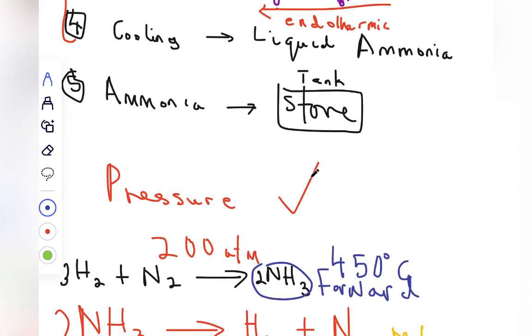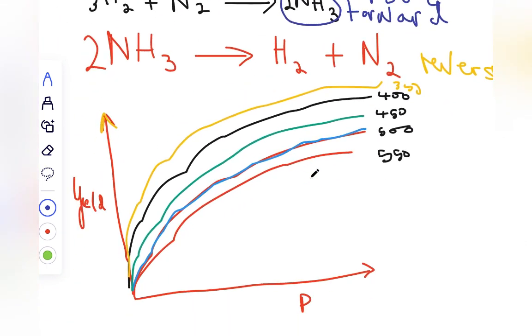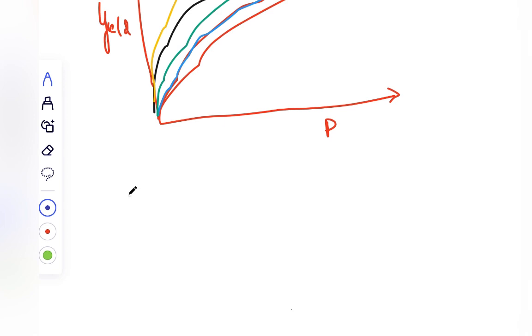Maybe we have to rewrite it. You have hydrogen plus nitrogen. Let's write the reversible state to produce ammonia, NH3.